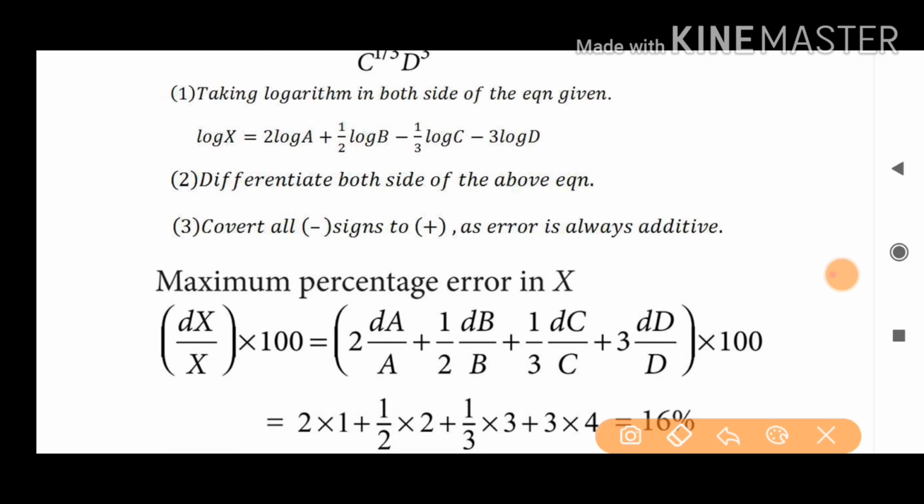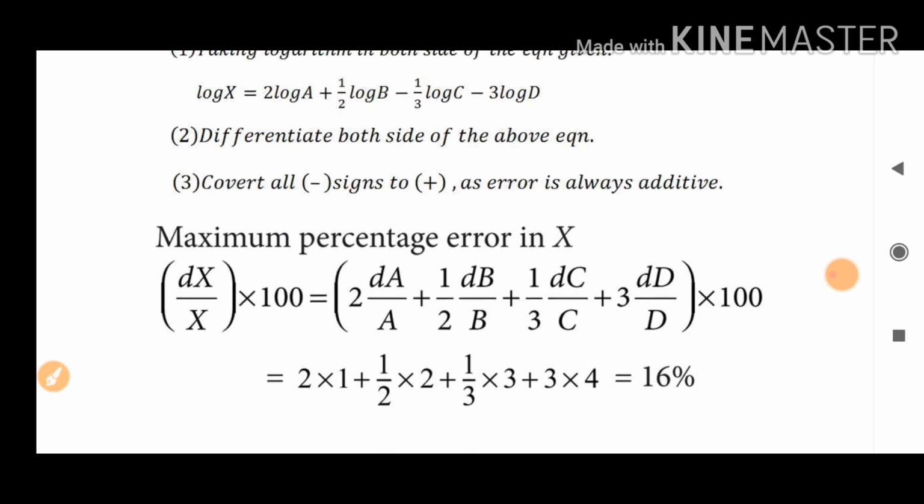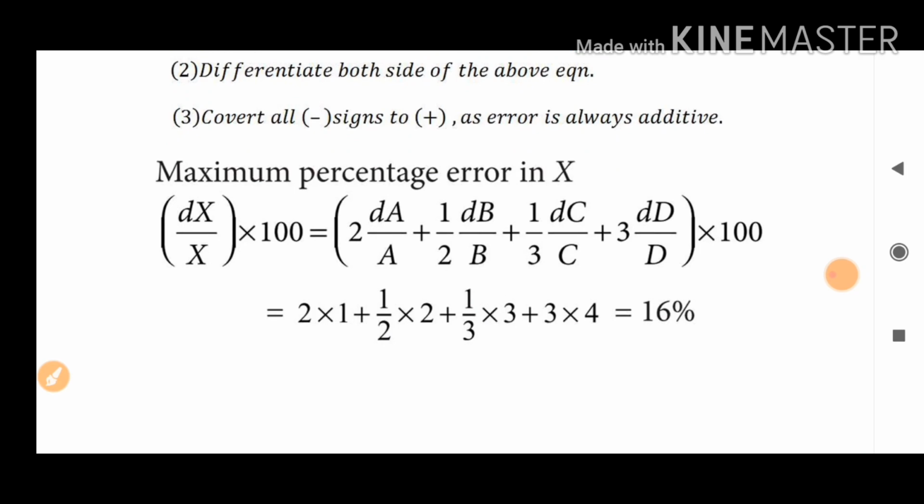Now the next step is to differentiate both sides of the above equation. And one thing we have to remember is that if there is any negative sign in this equation, then for finding the percentage error you have to convert all the negative signs to positive, as error is always additive. So we want the maximum percentage error.